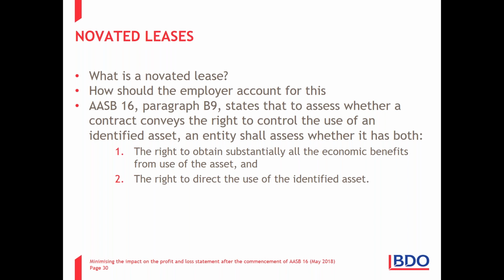Earlier, we highlighted the guidance on the definition of a lease in AASB 16, which was in paragraph B9. This states that to assess whether the contract conveys the right to control the use of the identified asset, an entity shall assess whether it has both the right to obtain substantially all the economic benefits from the use of the asset and also the right to direct the use of the identified asset. It is the employee, in this case, not the employer, who has the rights in 1 and 2, with the substance of the arrangement being that the employer is simply facilitating a tax-effective strategy for the employee to obtain a vehicle.